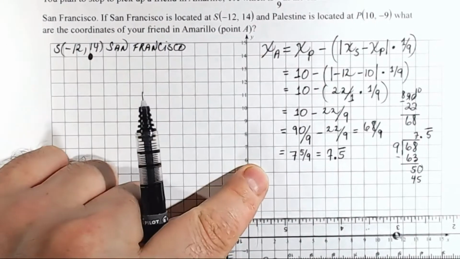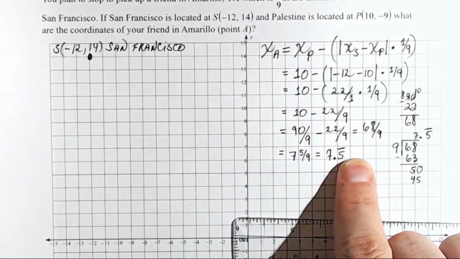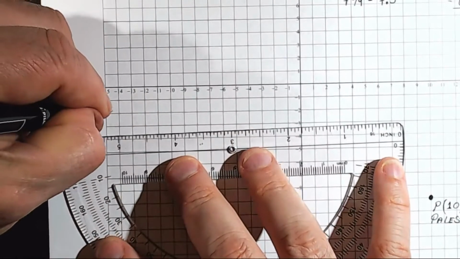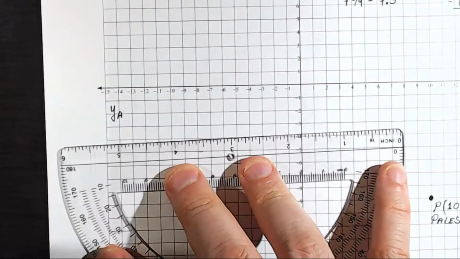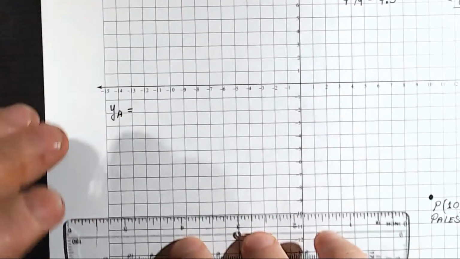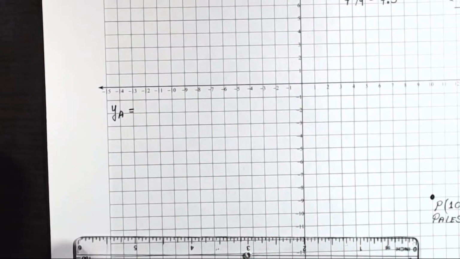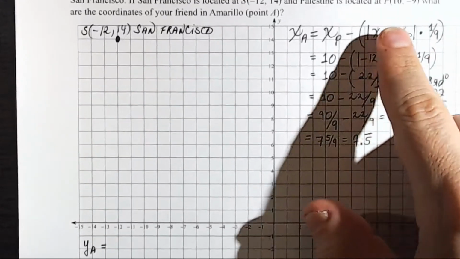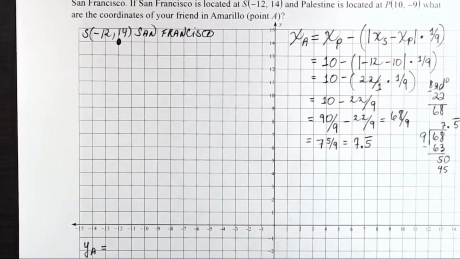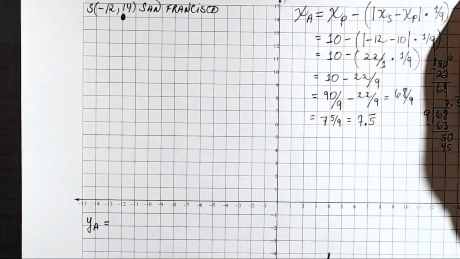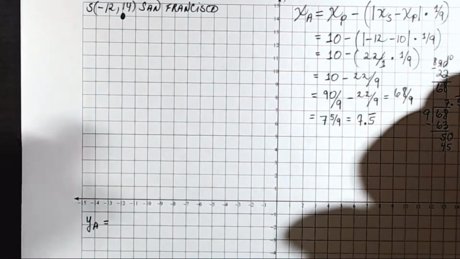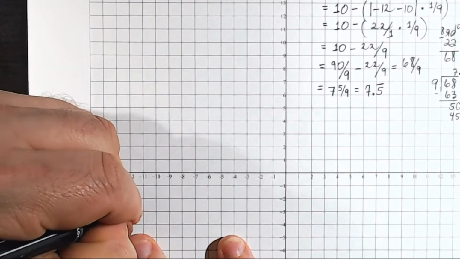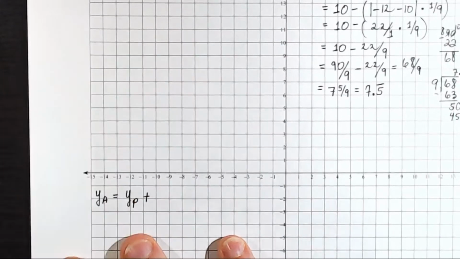Okay, so that's the x component, 7.5 repeating. So now we'll find the y component. So this is the y component of Amarillo, and that is equal to, think about what we're doing now, because this is different. For the x coordinate, we were moving to the left, so we subtracted the fractional distance from the x coordinate of our starting position. But now, for the y coordinate, we're actually moving up, so we want to add. So we'll take the y coordinate of our starting position, so y sub p, plus the fractional distance.